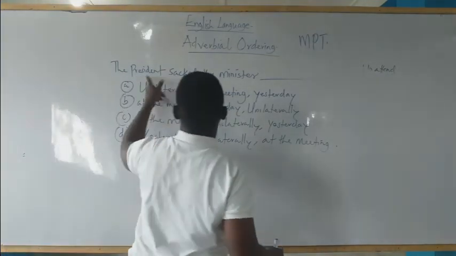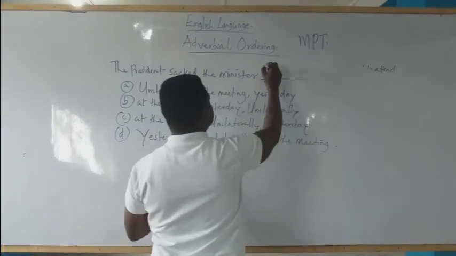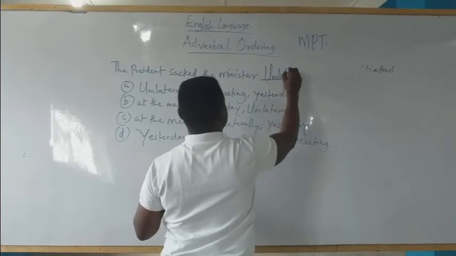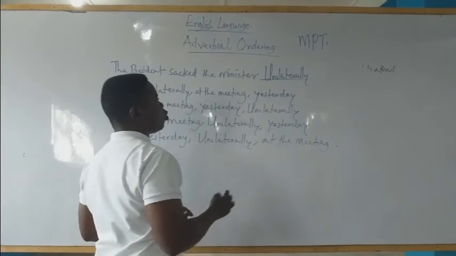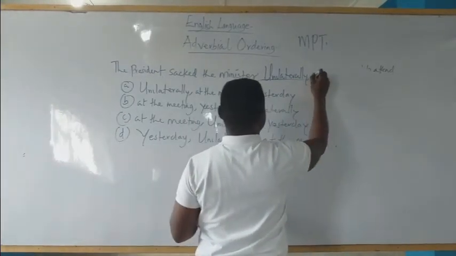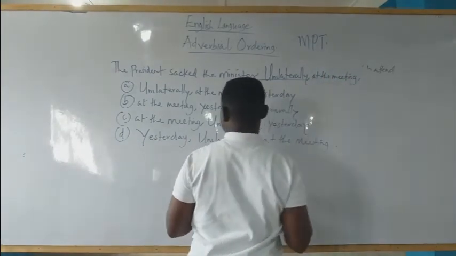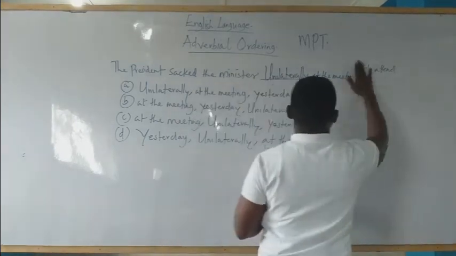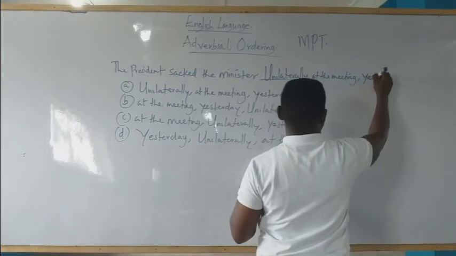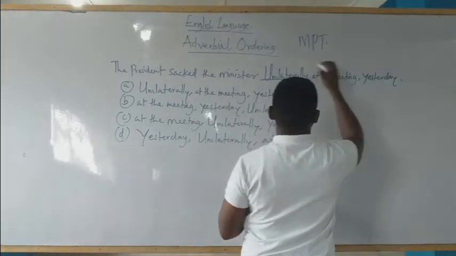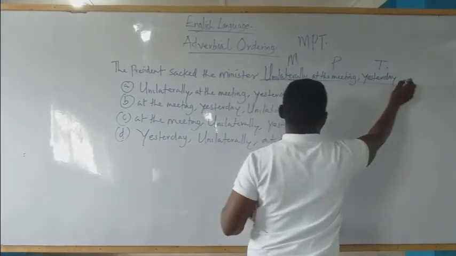So let's see. The president sacked the minister. Now, how did he sack the minister? He sacked the minister unilaterally. Yes. Where was the minister sacked? At the meeting. Yes. What time was the minister sacked? Yesterday. So this is manner, place, and time. So this is the correct answer.